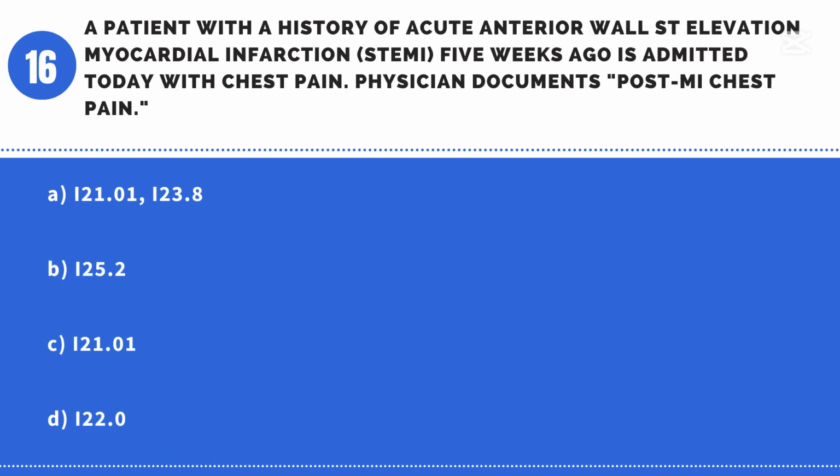Question 16. A patient with a history of acute anterior wall ST elevation myocardial infarction, STEMI, 5 weeks ago is admitted today with chest pain. Physician documents post-MI chest pain. A. I21.01, I23.8. B. I25.2. C. I21.01. D. I22.0.